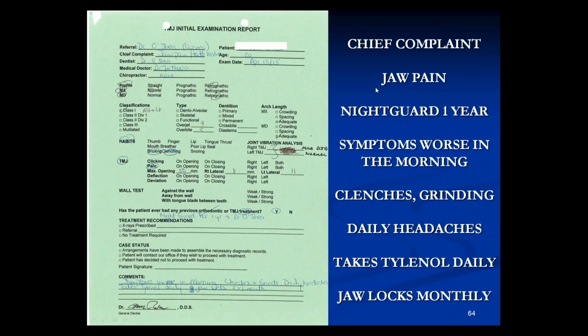So, chief complaint, jaw pain. Wore a night guard for a year. Obviously, if it worked, she wouldn't be in my office. She got worse. Symptoms worse in the morning. What does that mean? Remember I told you that means she's clenching and grinding at night. Daily headaches. Headaches are the number one symptom of temporomandibular joint dysfunction. Takes Tylenol daily and locks monthly. This is bad. If she keeps locking intermittently, she's going to get a chronic closed lock. She's got to be treated now.